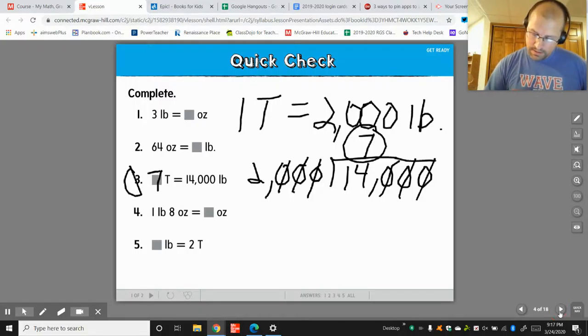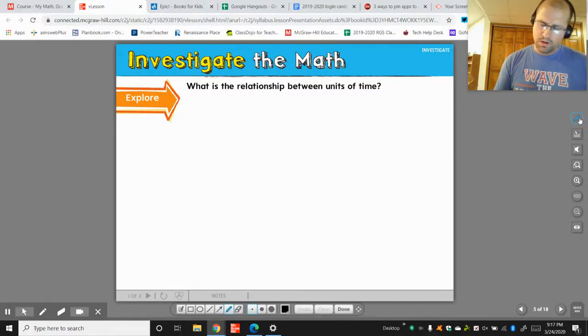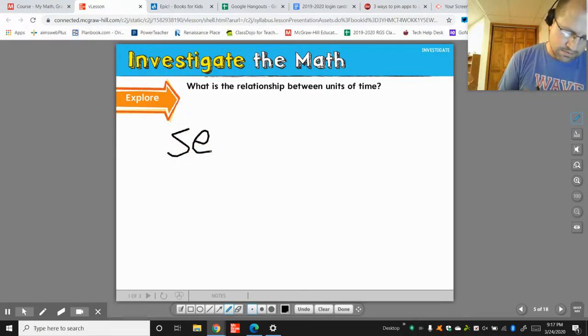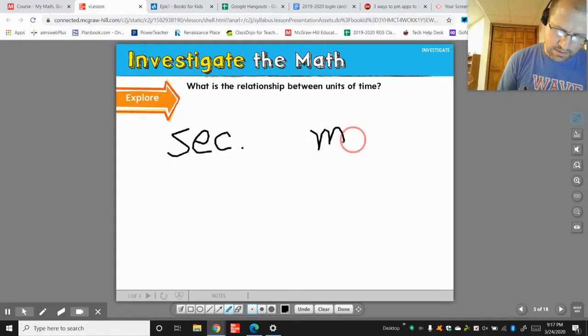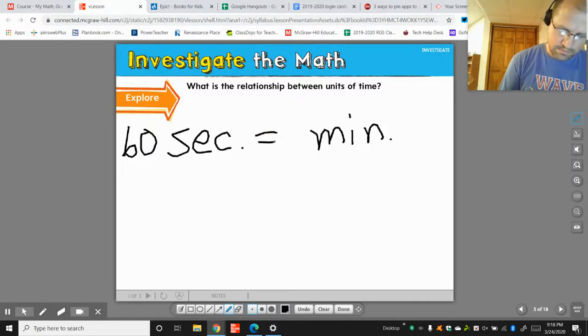All right. The next slide would be a test prep question, but I think we're being tested on a daily basis and other aspects. The relationship between units of time. What is the relationship? Well, I know one of the smaller units of measurement is seconds. And then I know that we have minutes, or MIN for short. Okay. There are 60 seconds in 1 minute.